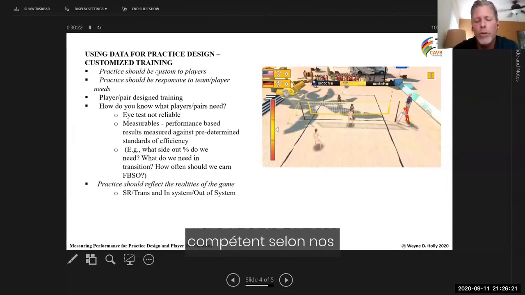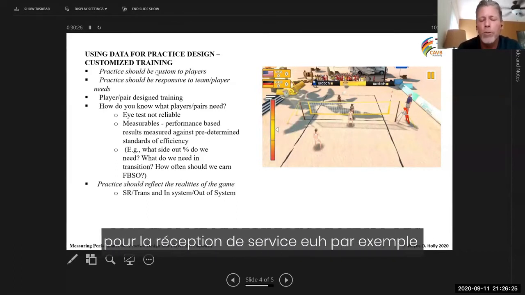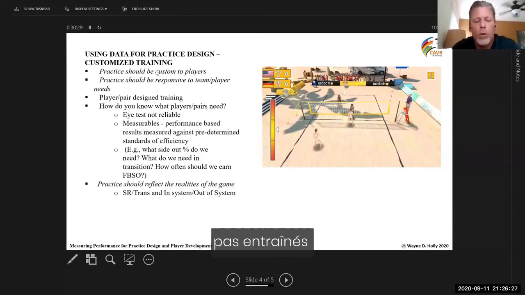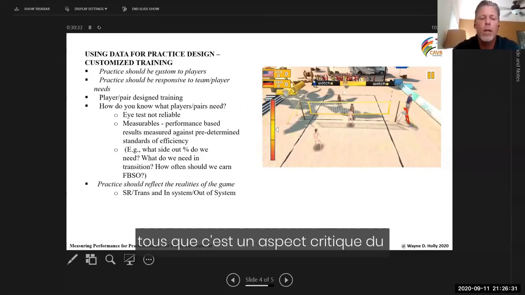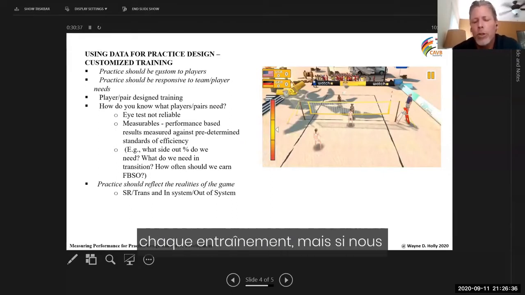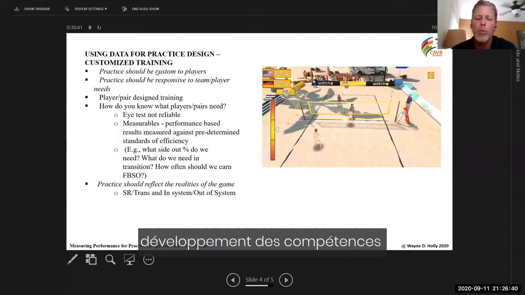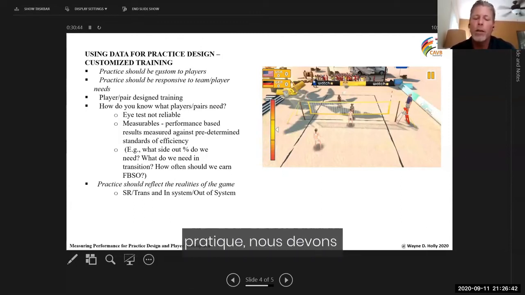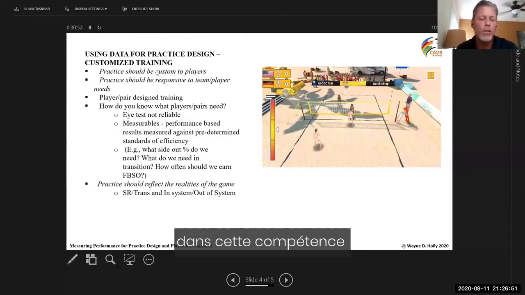For service reception, for example, it wasn't that some players didn't train serve receive, because we all know that's a critical aspect of the game that every player should train for every practice. But if we've devoted, say, 30 minutes to service reception skill development in our practice, we should know that there may be 3 players out of the 10 who need 50 minutes, because the numbers dictate that they need more training in that skill. And some of the players just need the base amount of 30 minutes.